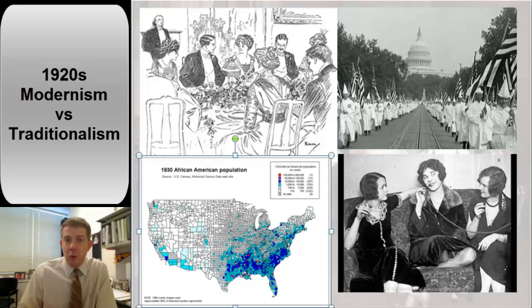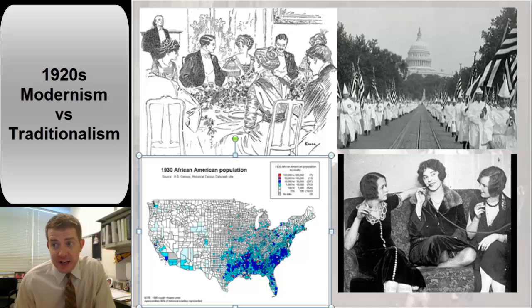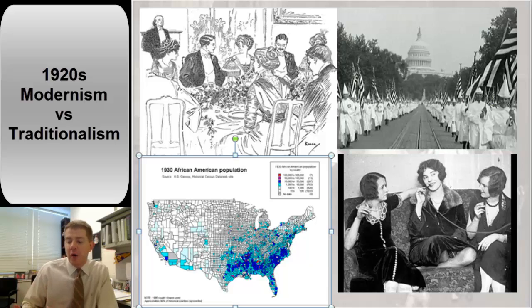Here, during World War I, we know there's this great migration north of African Americans, changing the landscape of American cities. And traditionalists and modernists are going to grapple over and really fight over what that means for not only northern cities, but American politics in general. What is owed to this group of people?